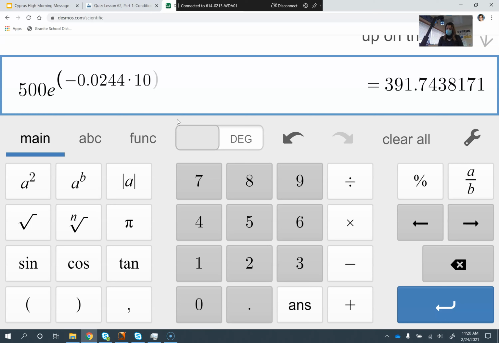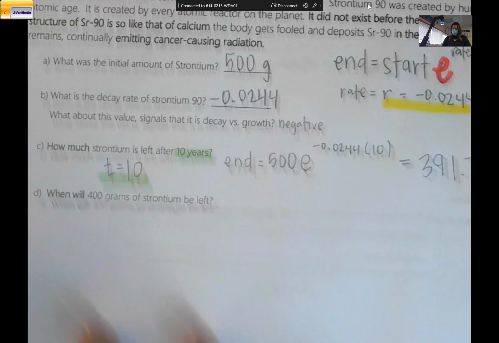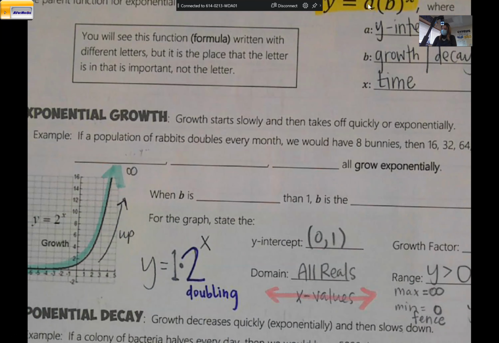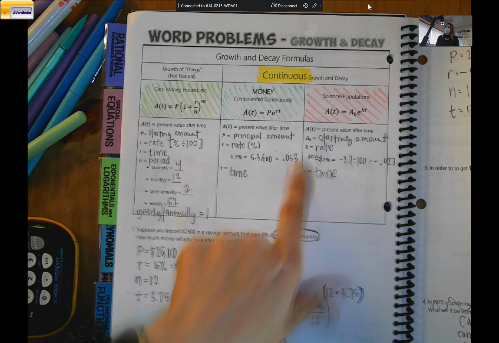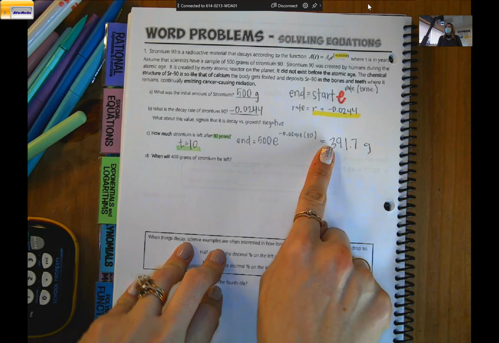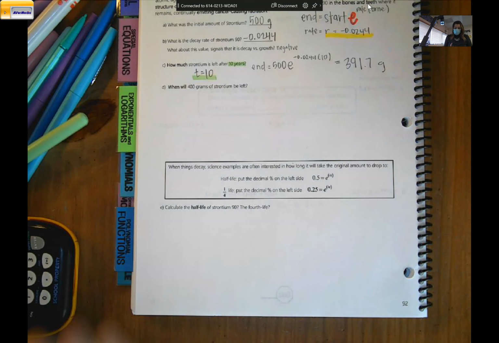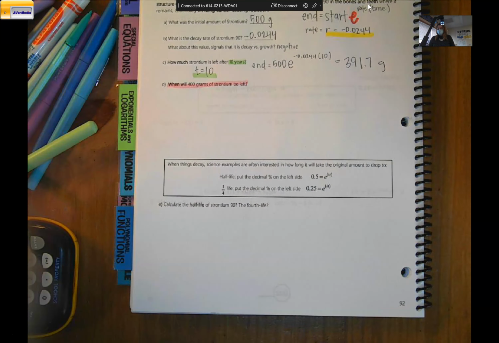So this is what we did at the beginning of this unit. We reminded ourselves what exponential growth and decay was, on pages 76 and 77. And then the next thing we did were these word problems. This is just one of those word problems. Part D is what you're doing today. Part D says, when will there be 400 grams left?